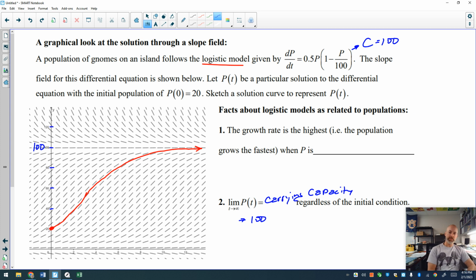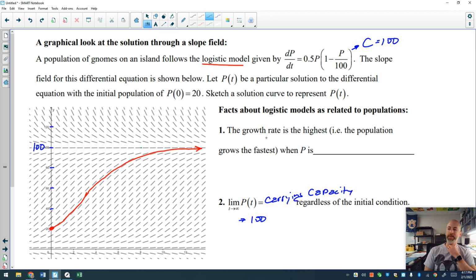Even if I decided to fly over this island and drop 200 gnomes from a helicopter, I'm way above carrying capacity, and you will notice that the slopes up here say that I'm going to start up here and we will trend down. They will start dying off because the environment cannot support them, and they will eventually approach that carrying capacity. So it doesn't matter where you start, as long as you have at least one organism, you will trend towards carrying capacity according to the model for the logistic growth.